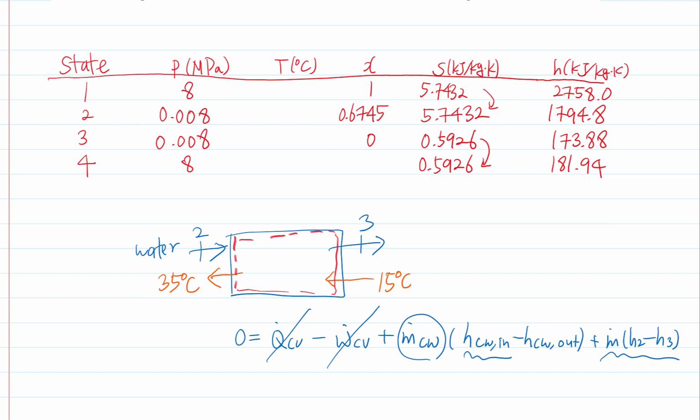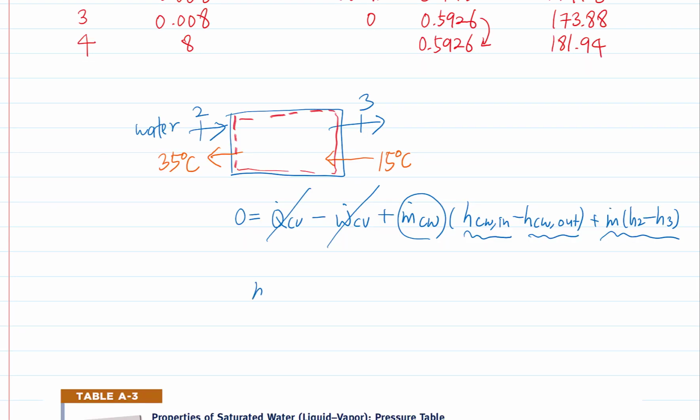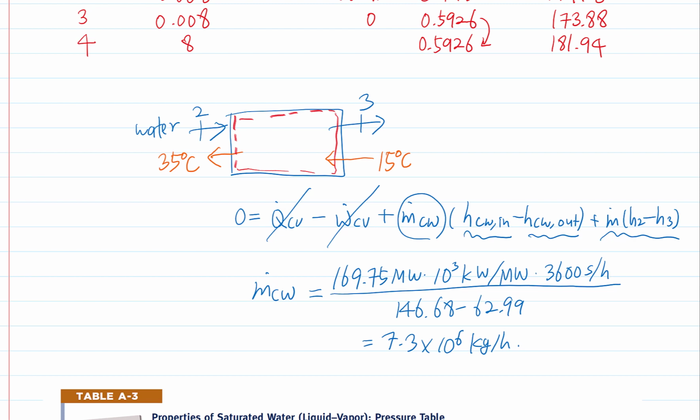So enthalpies of the condenser cooling water entering and leaving the condenser are approximated by the saturated liquid at 15 degrees Celsius and 35 degrees Celsius. So see table A2. At 15 degrees Celsius, the condenser cooling water enters the condenser and leaves at 35 degrees Celsius. So this is H cooling water in, H cooling water out. So we solve it for the mass flow rate of the condenser cooling water. So this is the mass flow rate of the condenser cooling water.